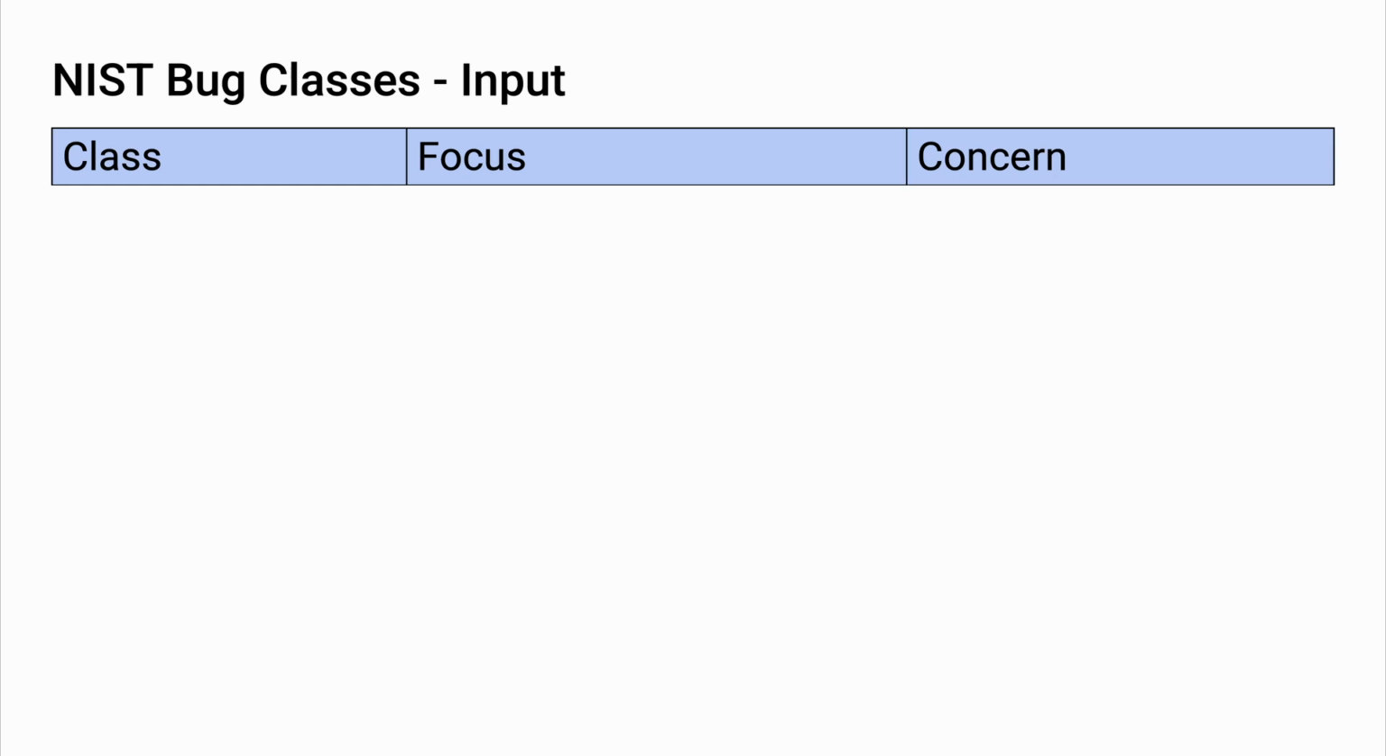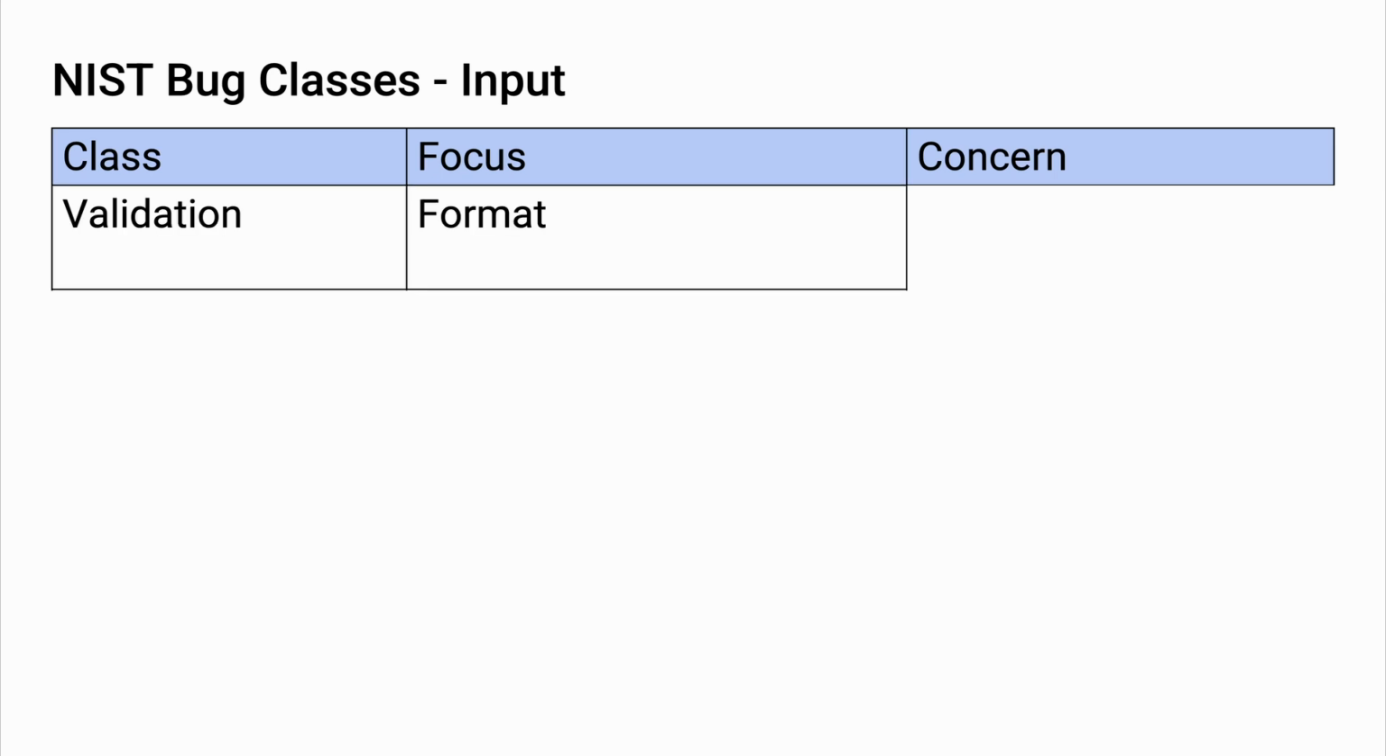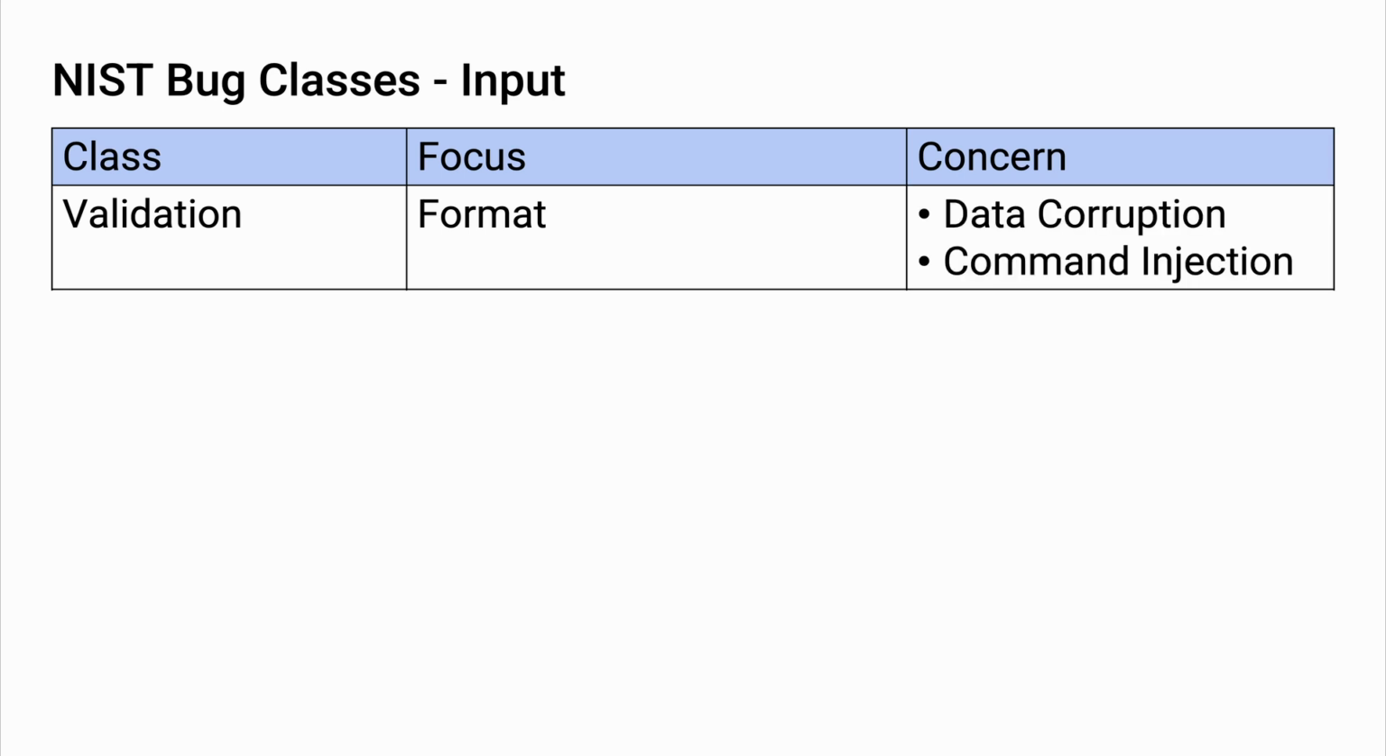For input, we have two classes. The first is validation, and our focus here is on the format of the data that's coming in. And our concern is data corruption and command injection. Here, the input is not what it should be. Say, for instance, you have a field that you're expecting a numeric value to be put in, and it gets a string. Alternately, you expect a simple string to insert into a SQL query, but you get a compound command.